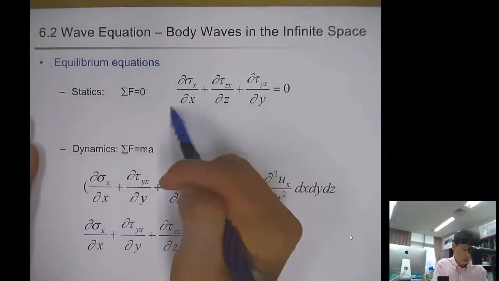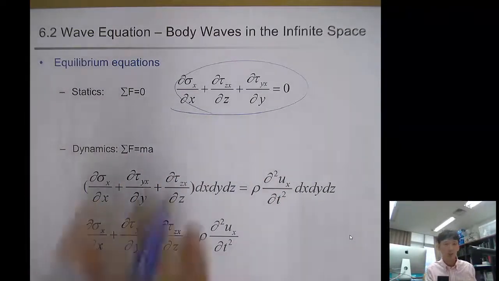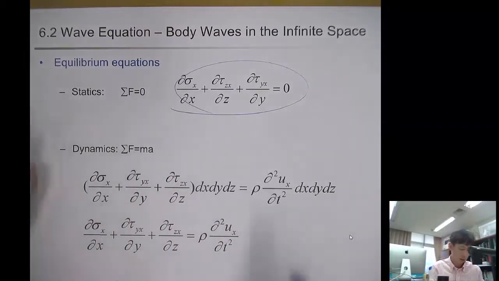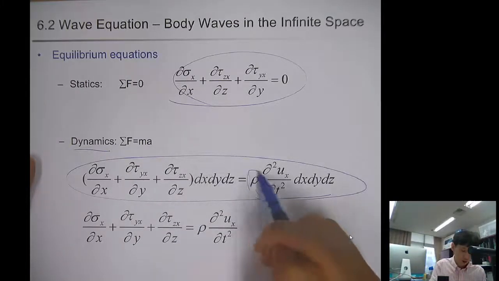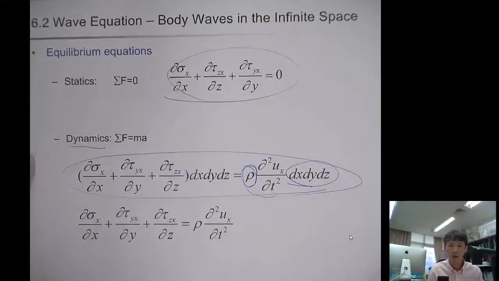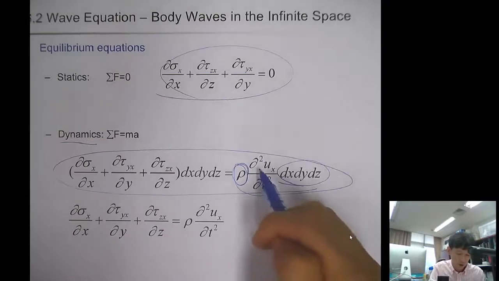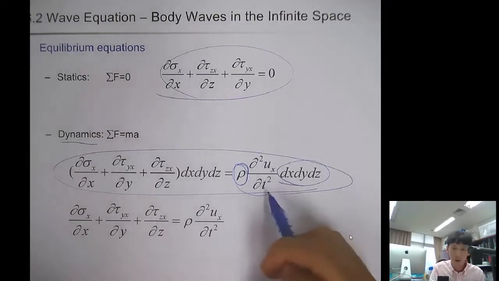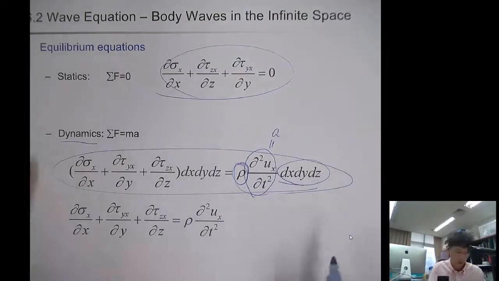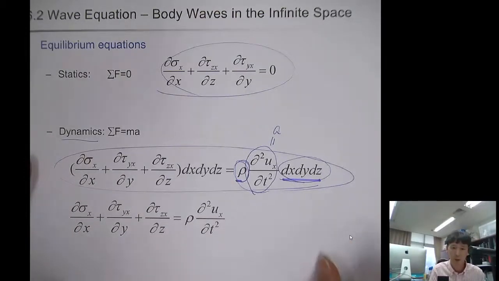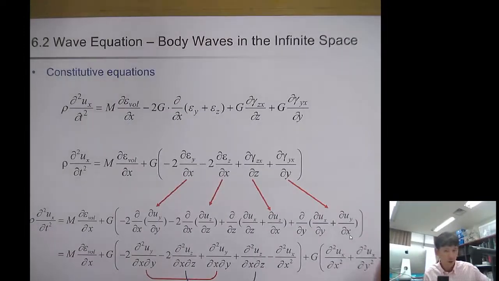If it's static, then the forces will all be equilibrated. But if the object is moving with acceleration, then it's called a dynamic condition. And then we have to assume the moving object with the acceleration a. So here the round ux over round t squared is a. So this term is the acceleration, and this is the mass of the object. Okay. So then what about the constitutive equation?